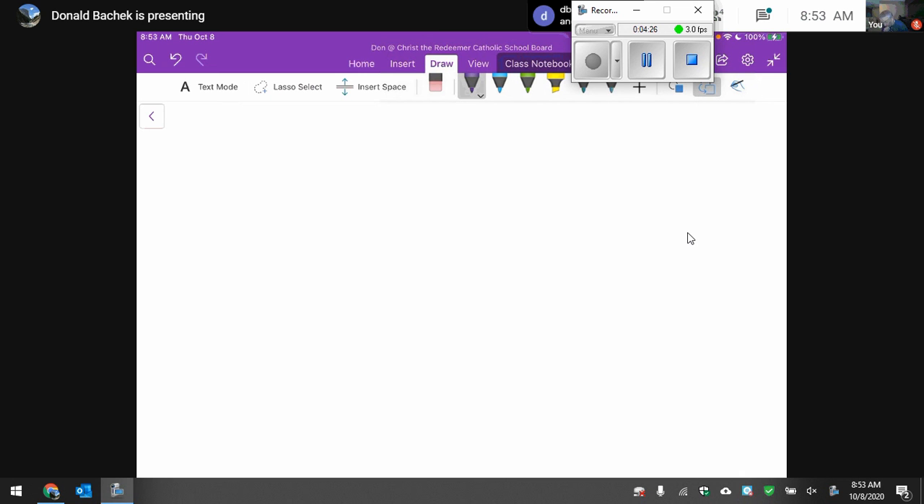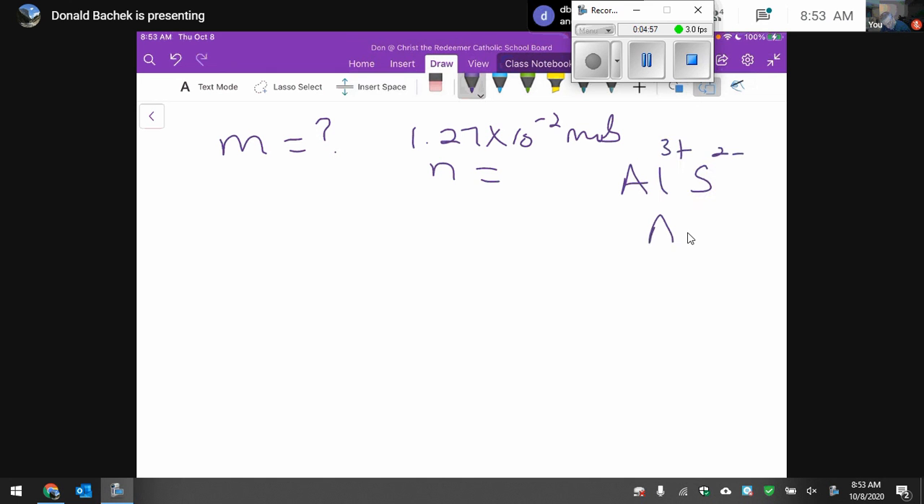Well, let's kind of look here. The first thing is, again, we have what is the mass, so we're looking for the mass. We have 1.27 times 10 to the negative 2 moles. That would be N, of course. And we know it's aluminum sulfide, and aluminum sulfide would look a little something like this: 3 plus, 2 minus, this little swap and drop there, so 2 and 3 would be like that, okay?